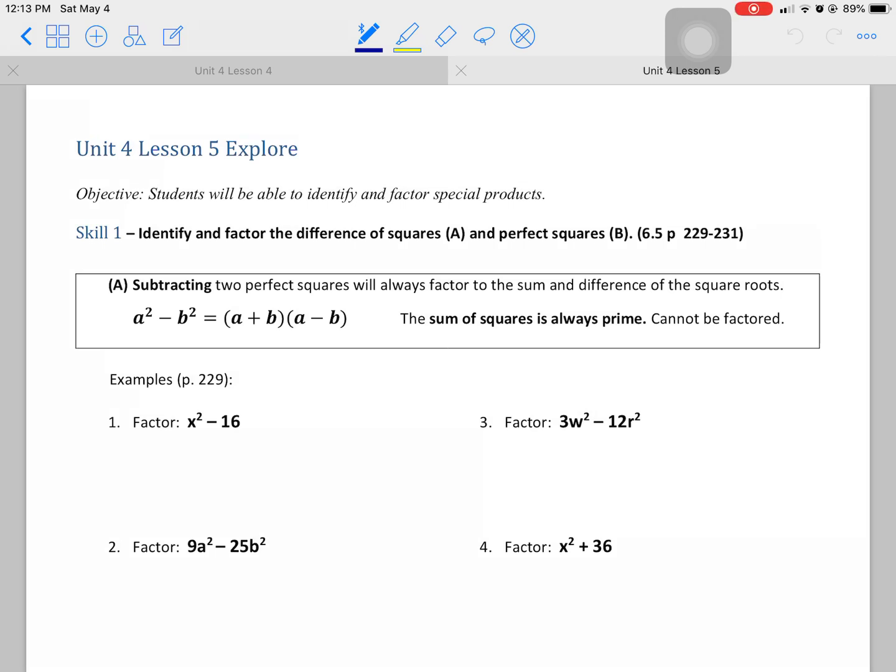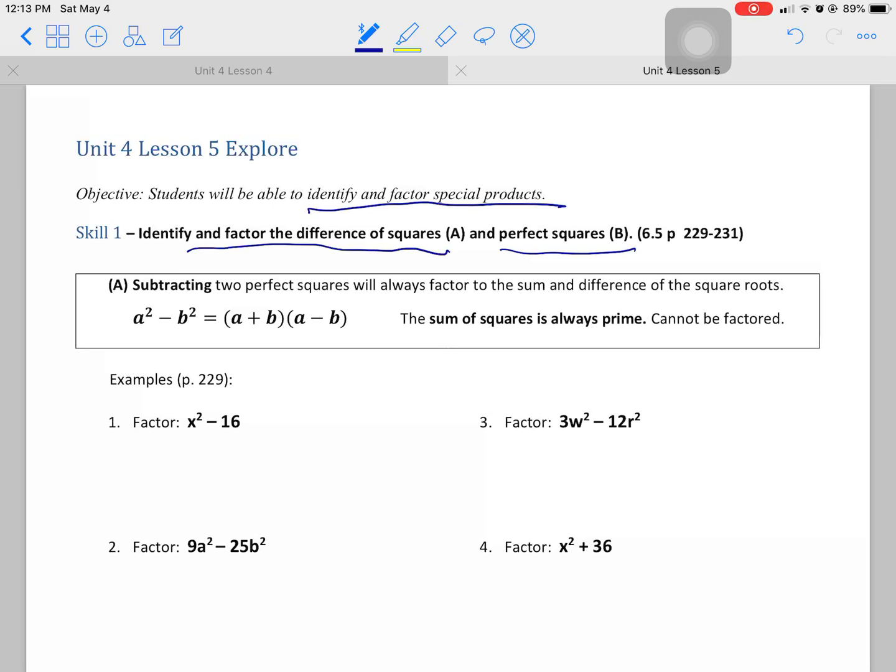All right, Unit 4, Lesson 5, Explore. Students should be able to identify and factor special products. Identify and factor the difference of squares and perfect squares.